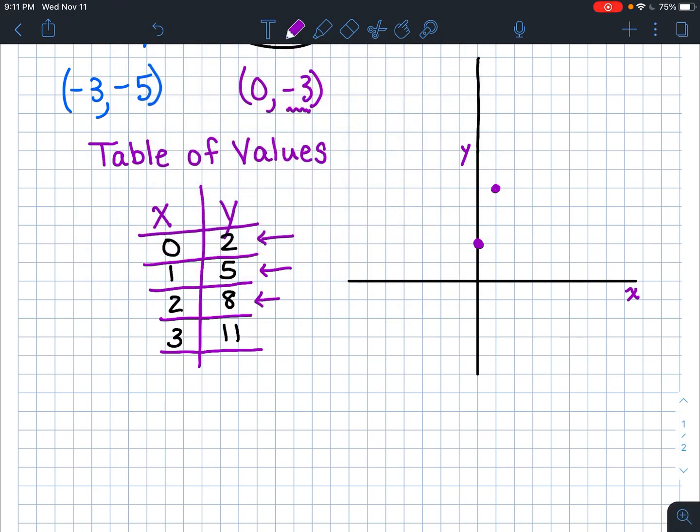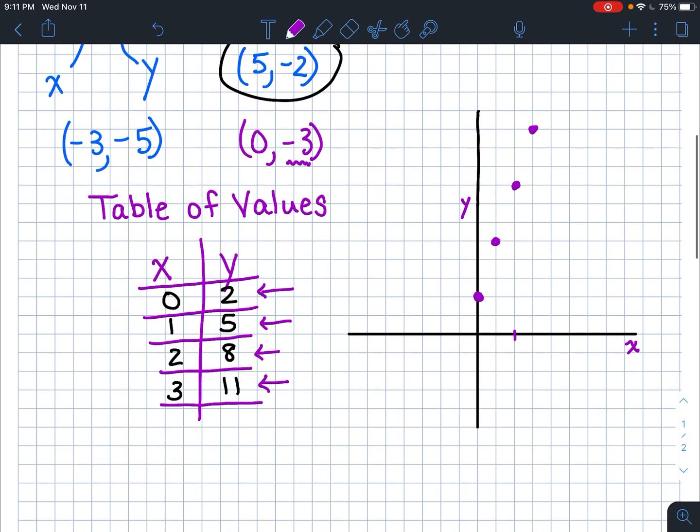Okay, so 2, 8. So over 2, and then up 8. 1, 2, 3, 4, 5, 6, 7, 8. And the last one, 3, 11. So over 3, and then up 11. And these points actually join together to make a straight line. If you connected them together, they actually made a line. And we call straight lines linear.